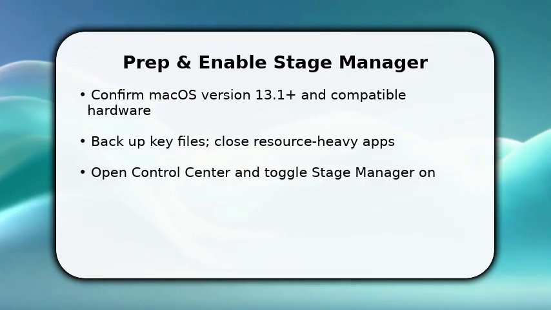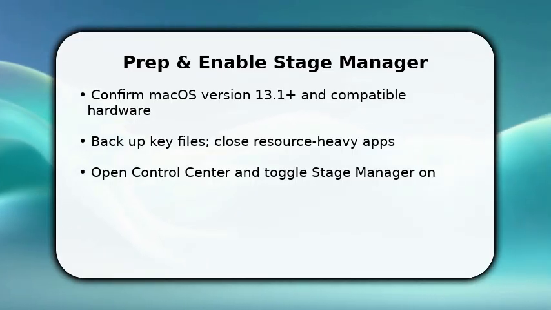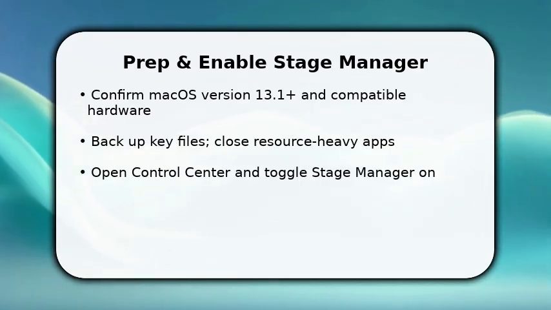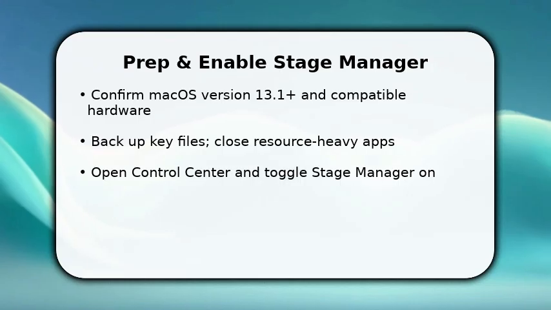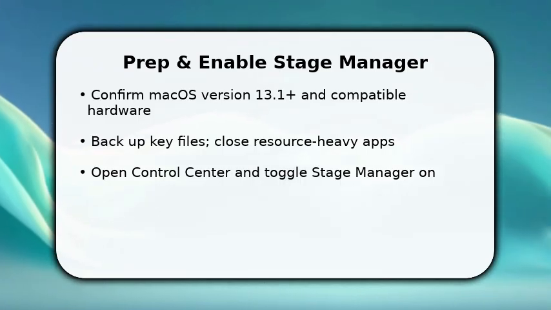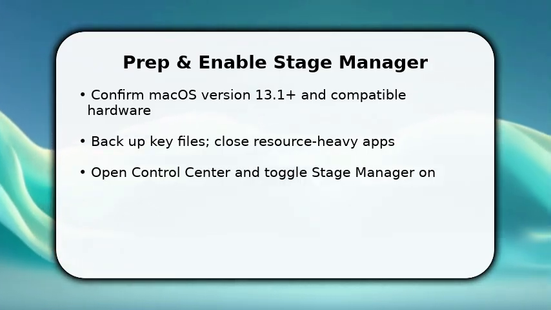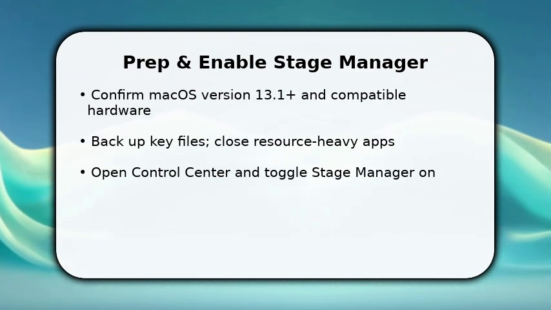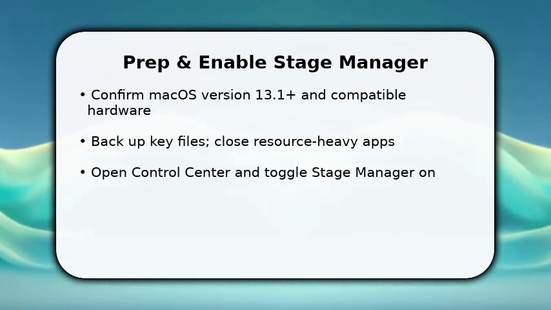Next, open Control Center and toggle Stage Manager on. This immediately changes window behavior. You'll see current apps cluster to the left. That's your new workspace rail. Make sure to enable displays have separate spaces if using multiple monitors, so Stage Manager arranges windows correctly across screens.